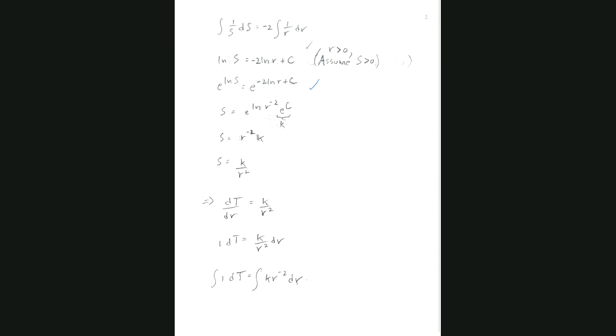Okay, so now e to the -2 times the log of r is the same as e to the log of r to the -2nd. That's one of the log rules: if you have b times the natural log of A, that's going to equal the log of A to the bth power.